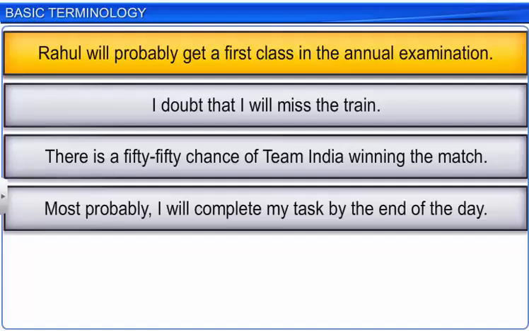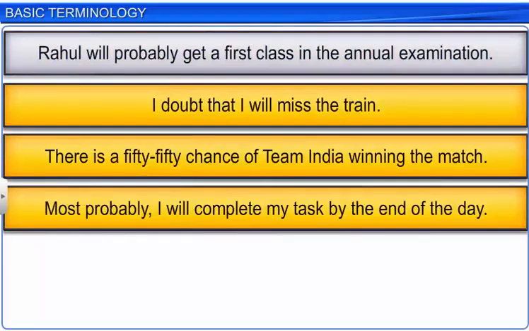Here, we cannot say that Rahul will get a first class in the annual examination. He may or may not get a first class. Thus, the prediction of getting a first class depends on his performance. Similarly, we cannot predict the happenings described in the other sentences.